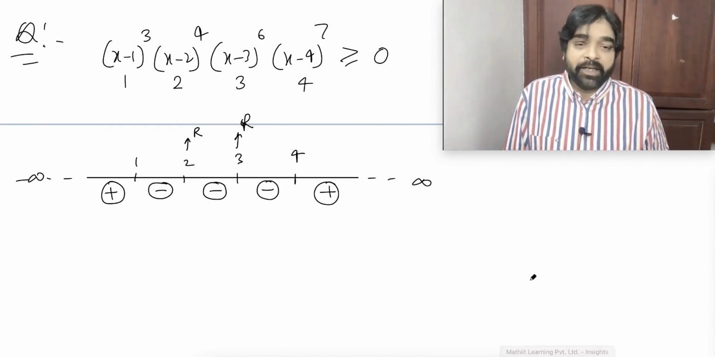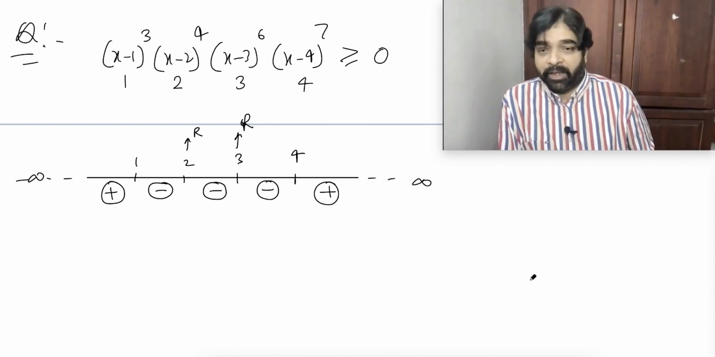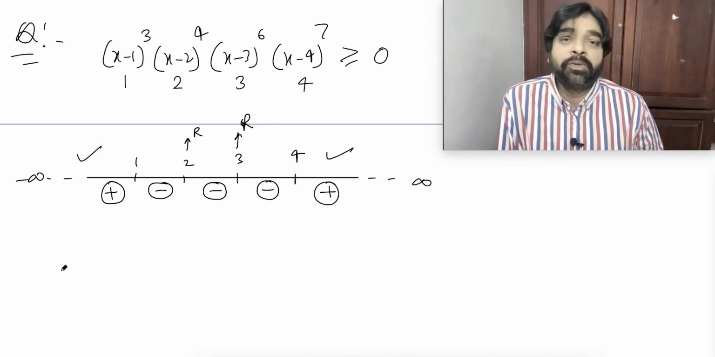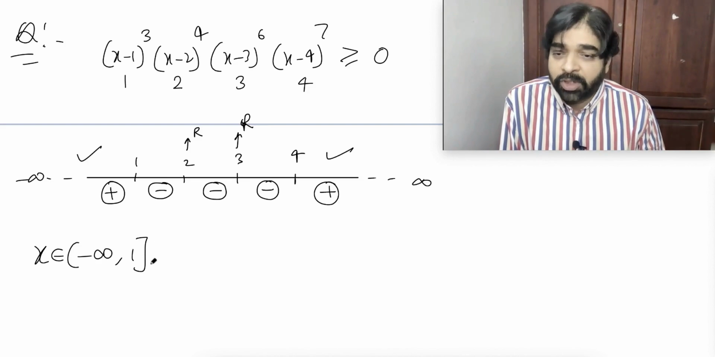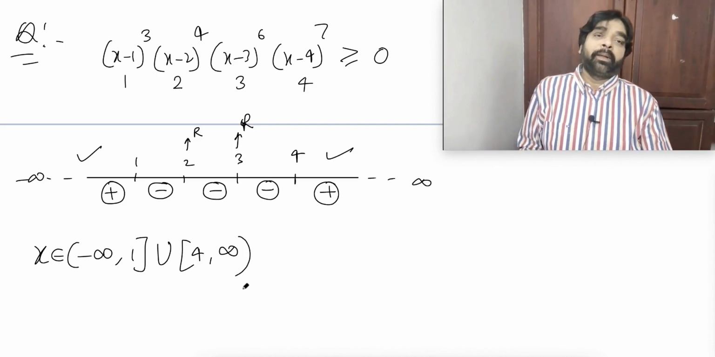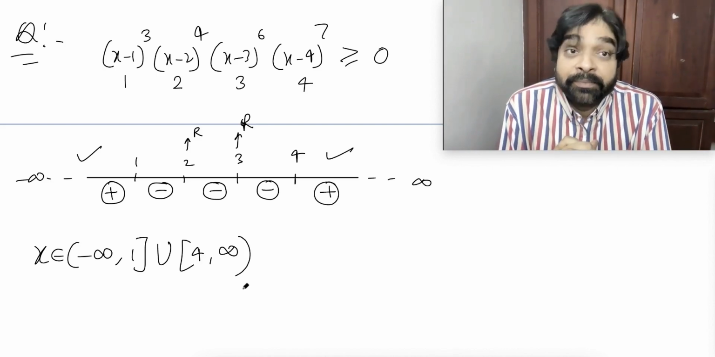Did everybody understand this step or not? Is this clear to everybody? No. The story is not over. Now, write the answer. The answer is asking what? We want positive. Here is positive. Here is positive. So the answer will be minus infinity to 1 closed, union 4 closed to infinity. Have you understood? But this is the incomplete answer. This is the incomplete answer. Think why.